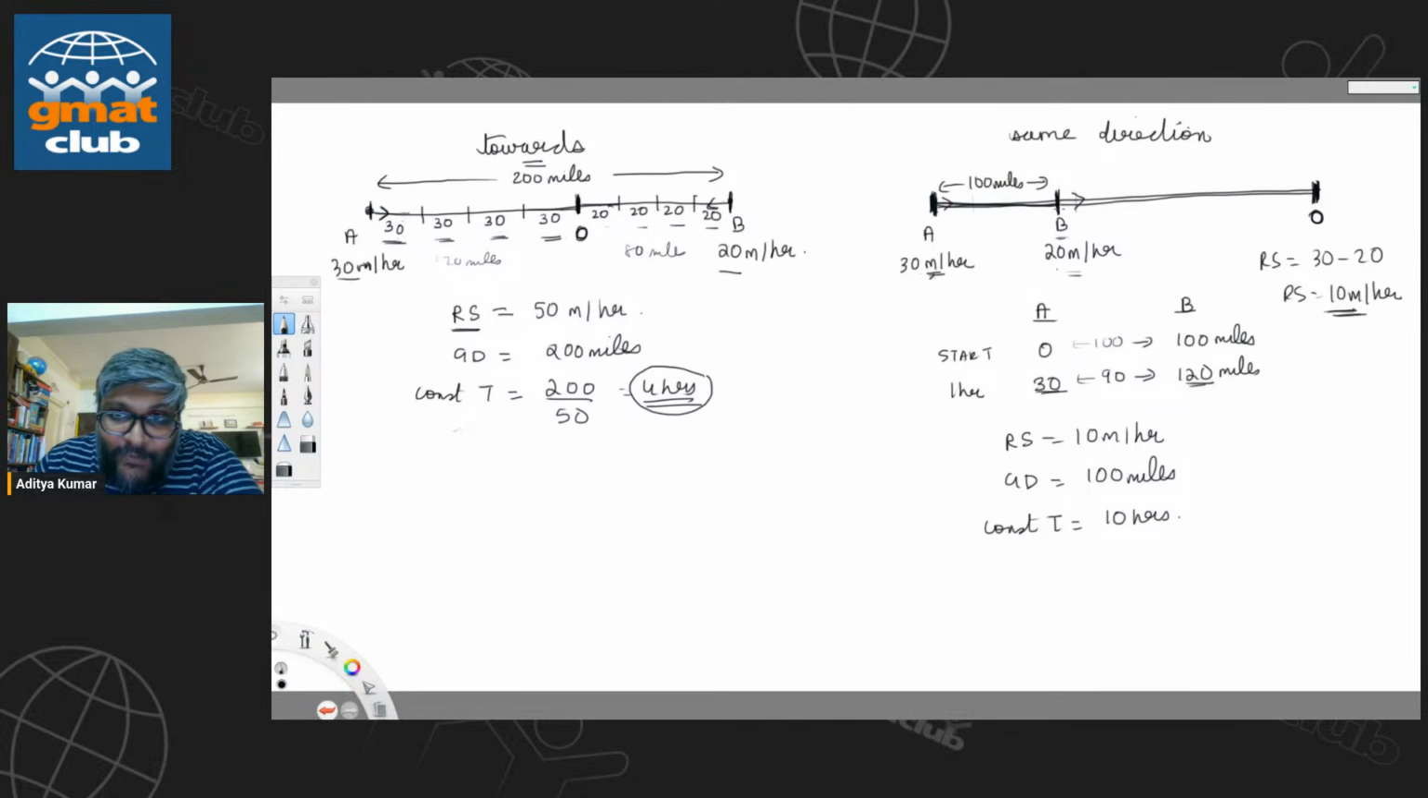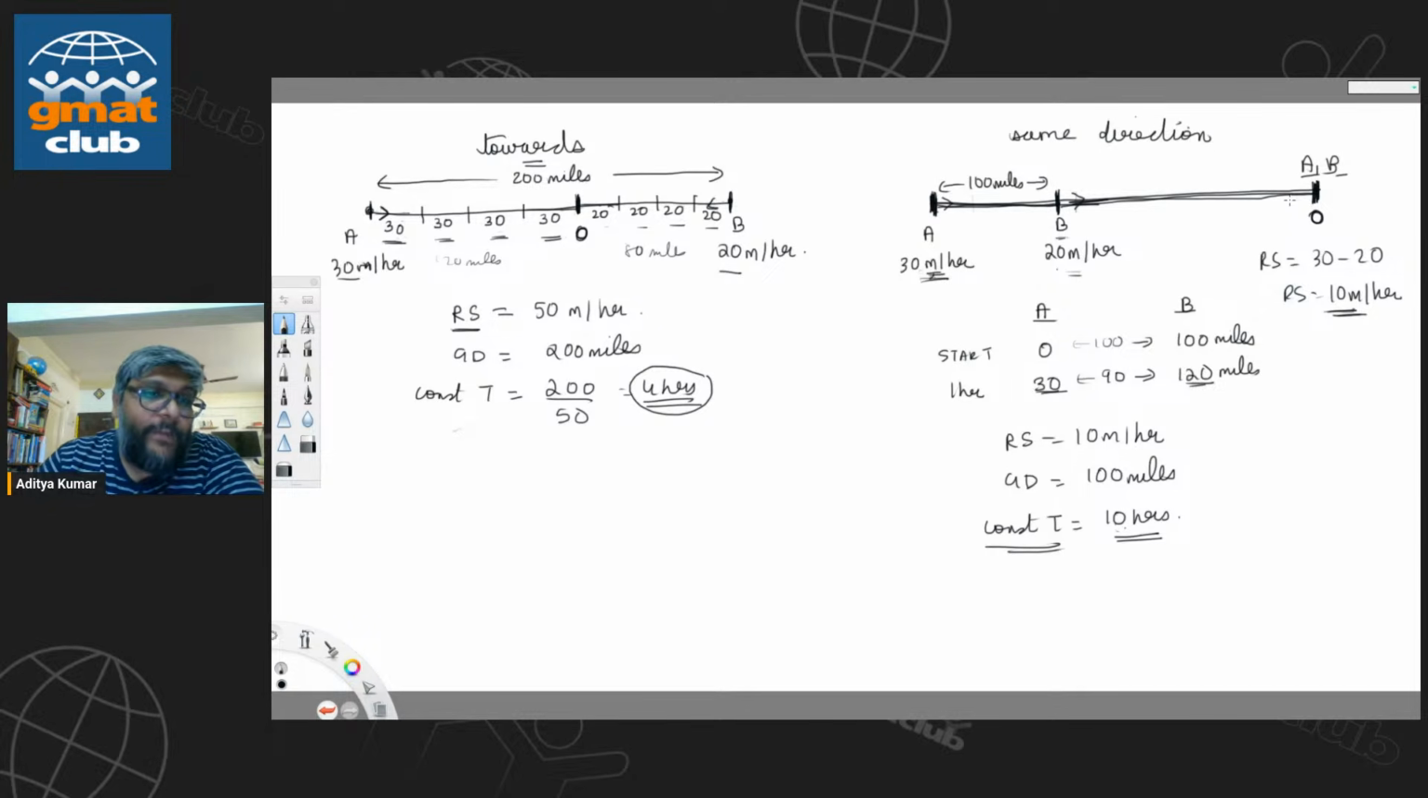It will also take B the same 10 hours to reach O. So I know after 10 hours, A has caught up to B at the meeting point. A has made that gap distance from 100 to 0. So the constant time is 10 hours. Now I can use this constant time to figure out how much distance A has covered. A has covered 30 into 10, which is 300 miles. And B has covered 20 into 10, which is 200 miles. You see, A has covered 100 miles more than B, so has caught up to B.